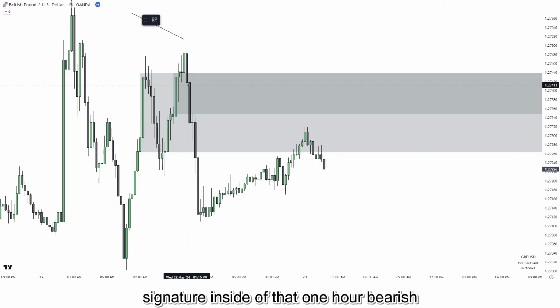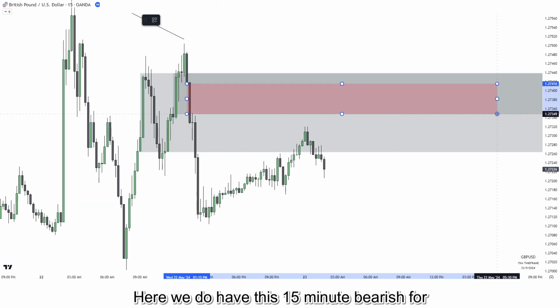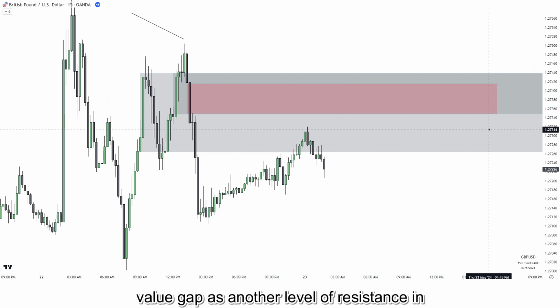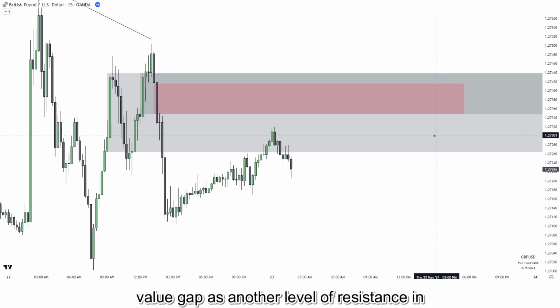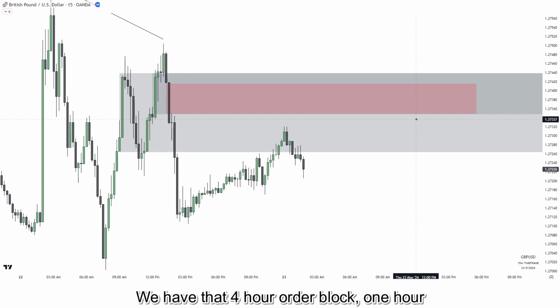Inside of that 1 hour bearish order block here, we do have this 15-minute bearish fair value gap as another level of resistance inside the marketplace. We have that 4 hour order block, 1 hour order block, as well as 15-minute bearish fair value gap. This is a strong rejection level that we can anticipate the marketplace to find a reversal at.